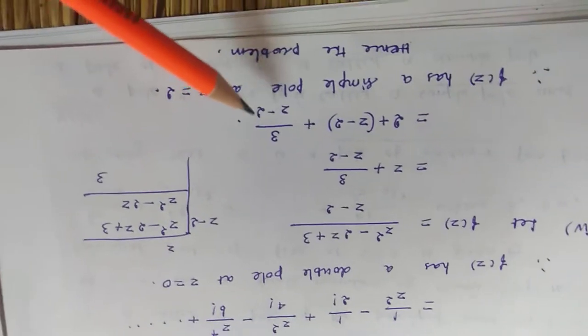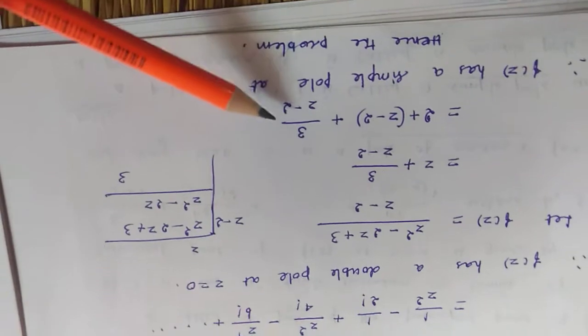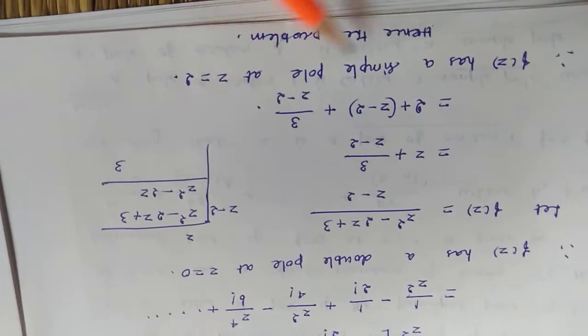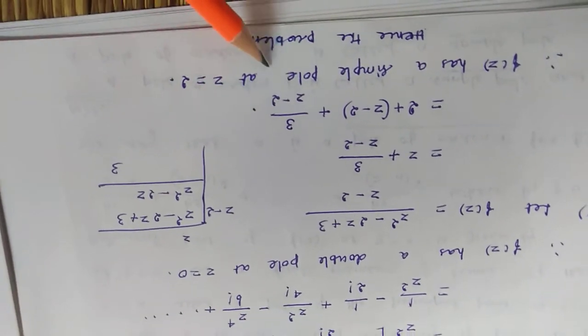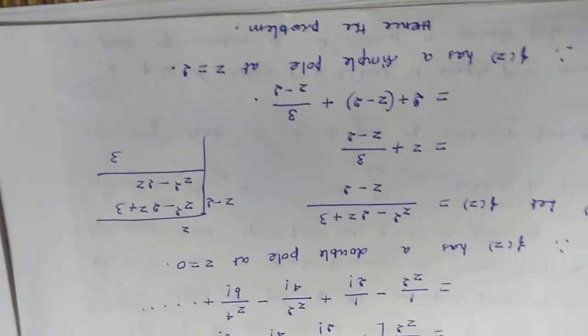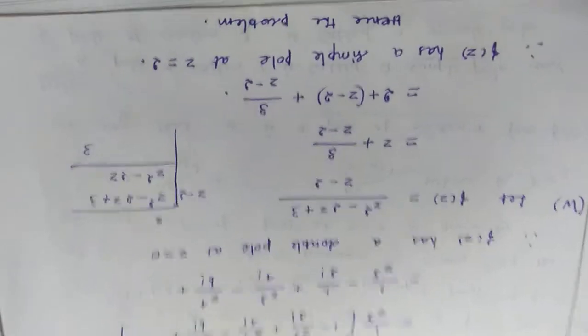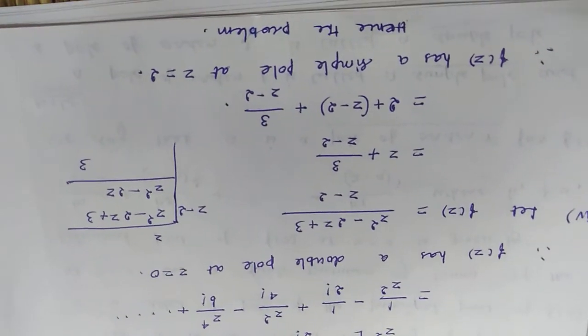So the pole comes from the denominator (z minus 2) power 1, which implies f of z has a simple pole at z equal to 2. Therefore the function f of z has a simple pole at z equal to 2.